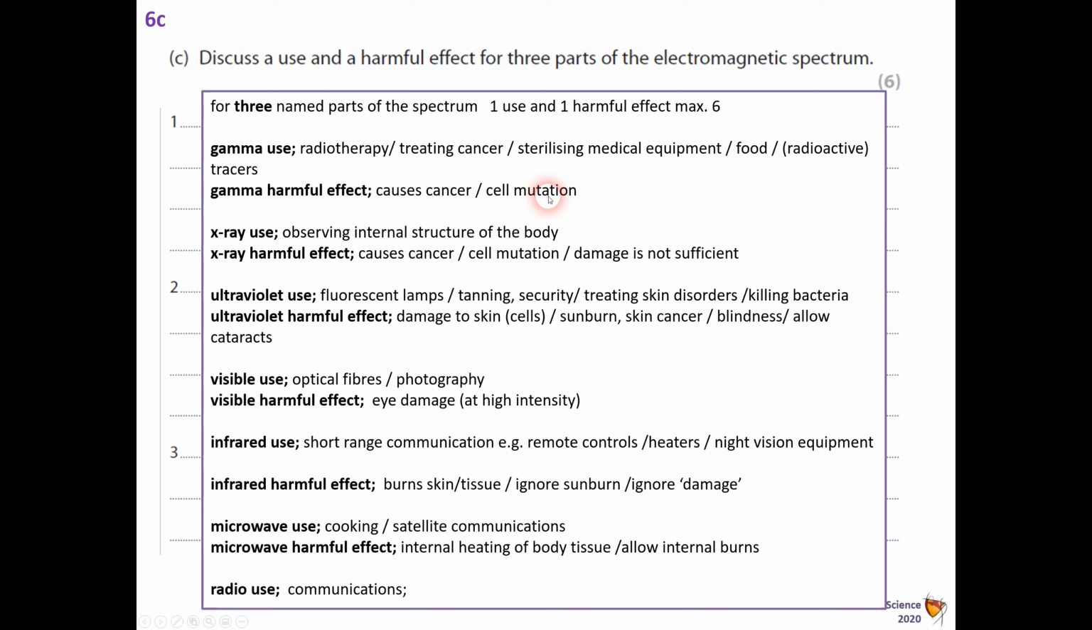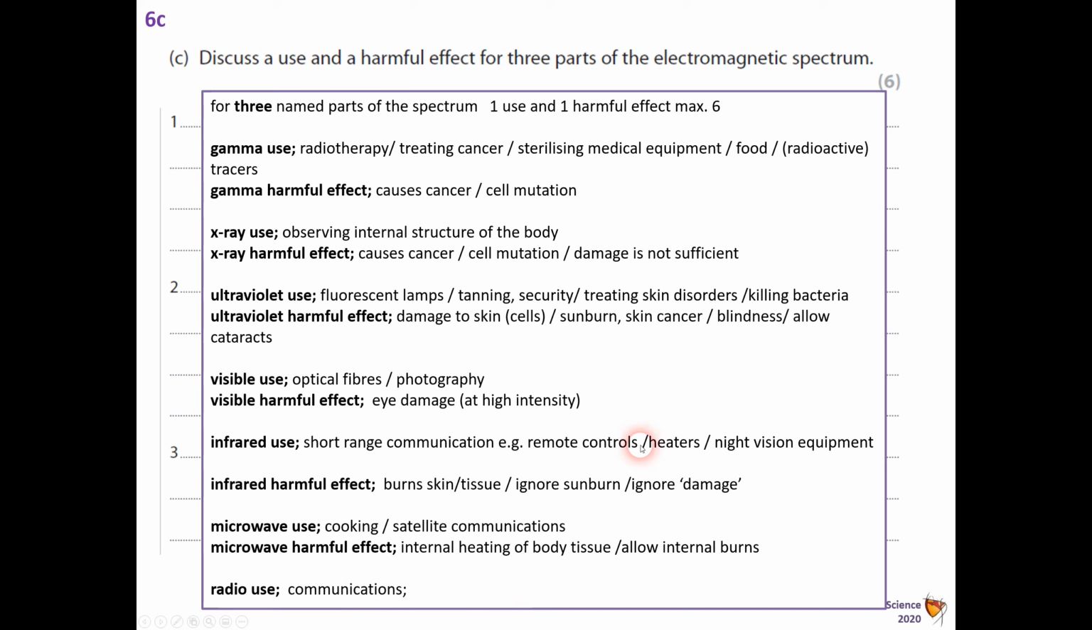They're expecting really for you to do 3 different examples in a clear sentence, so I would definitely start by saying what is the use. They say the use for gamma is clearly this, blah blah blah, and then the harmful effect of gamma is this. And it's really important that you're very clear on your English, so 6 marks for that. It's again something you've got to learn.